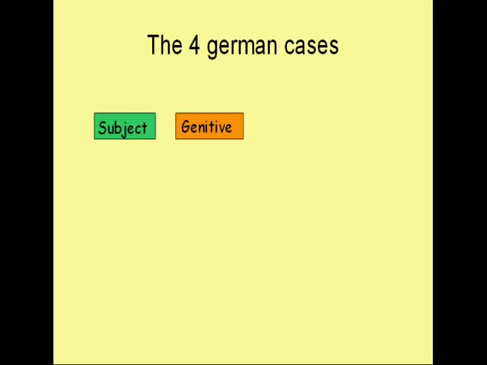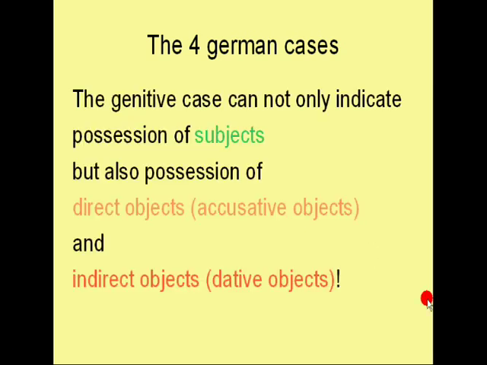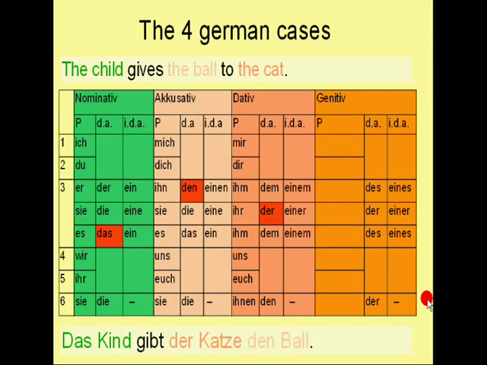So you saw in this sentence how it is when the subject is the possessed one. It is followed by the genitive case, which indicates the possessor. But, just like in the English language, the genitive case can not only indicate possession of subjects, but also possession of direct objects, which means accusative objects, and indirect objects, which means dative objects. Let me demonstrate this to you with the help of this sentence.